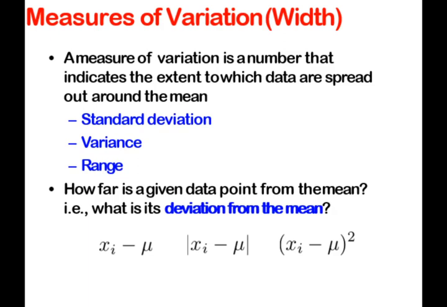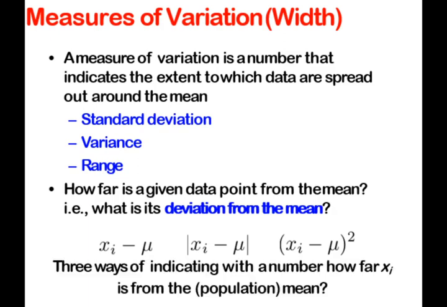Okay. So for the engineering purposes, for the elongation purposes, let's stick to the zero standard deviation. That's the goal, but it never happens, right? And as we have seen before, there are three ways of indicating with a number how far xi, one specific measurement, is from the population mean. But how can we calculate this standard deviation? What is the formula for it?